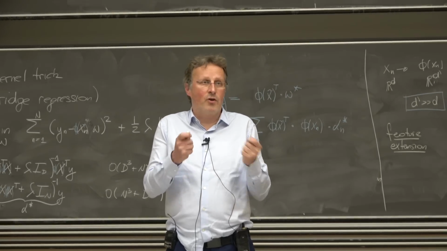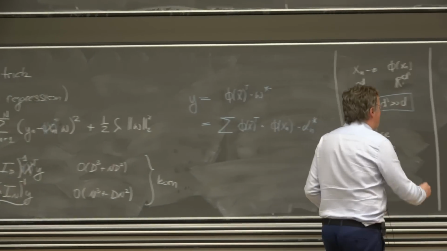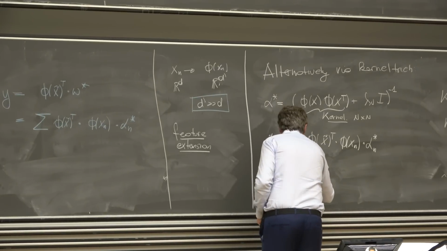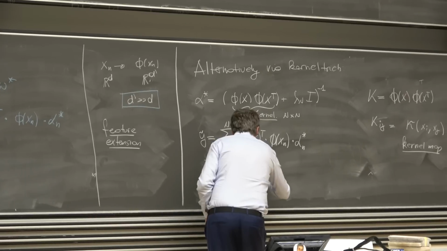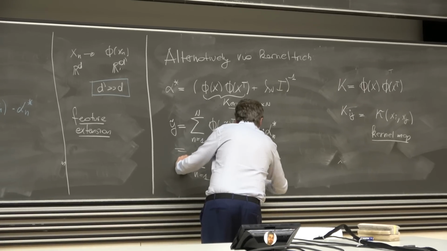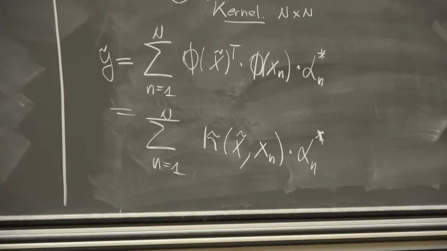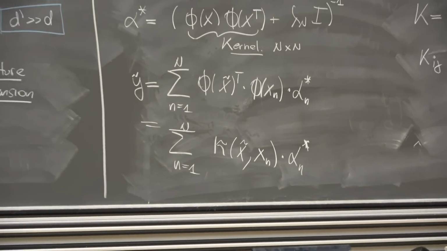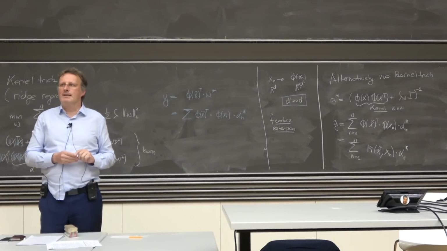But what does the kernel do? The kernel is exactly a representation for this inner product. So this is nothing else but the sum over n from 1 to N, over all samples, of the inner product of this new sample that I get times all the possible samples that I had, times alpha_n star. So the prediction is just a linear combination of the kernel function applied together with all the other possible samples that I had.